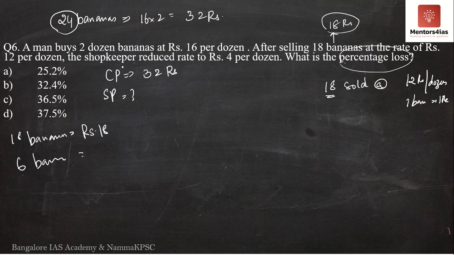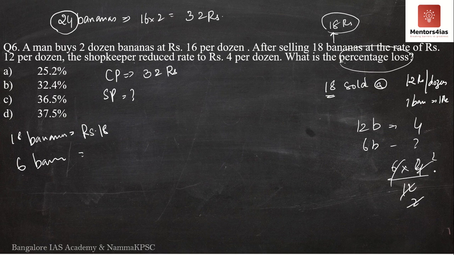The question further says that after selling the 18 bananas, the shopkeeper reduced the rate to rupees 4 per dozen. Meaning 12 bananas will now cost rupees 4. We want 6 bananas, which is nothing but the half, that is 2 rupees. So we have 6 into 4 divided by 12, which is 2 rupees. Then the total selling price of 18 plus 6 bananas is 20 rupees.